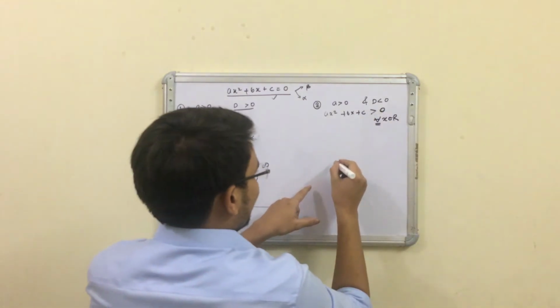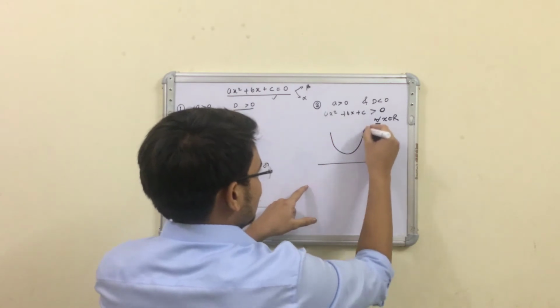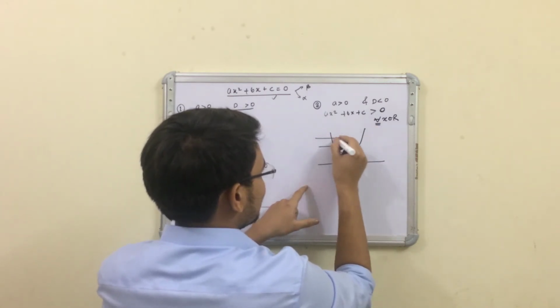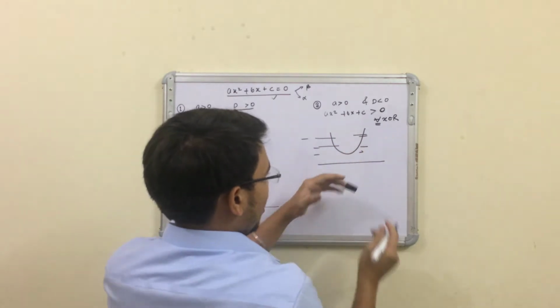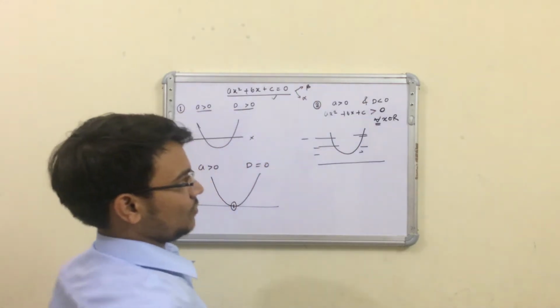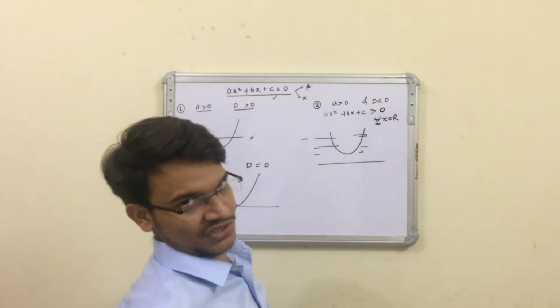So the graph would be like this. It always attains a positive value, above the x-axis. And these roots are imaginary.